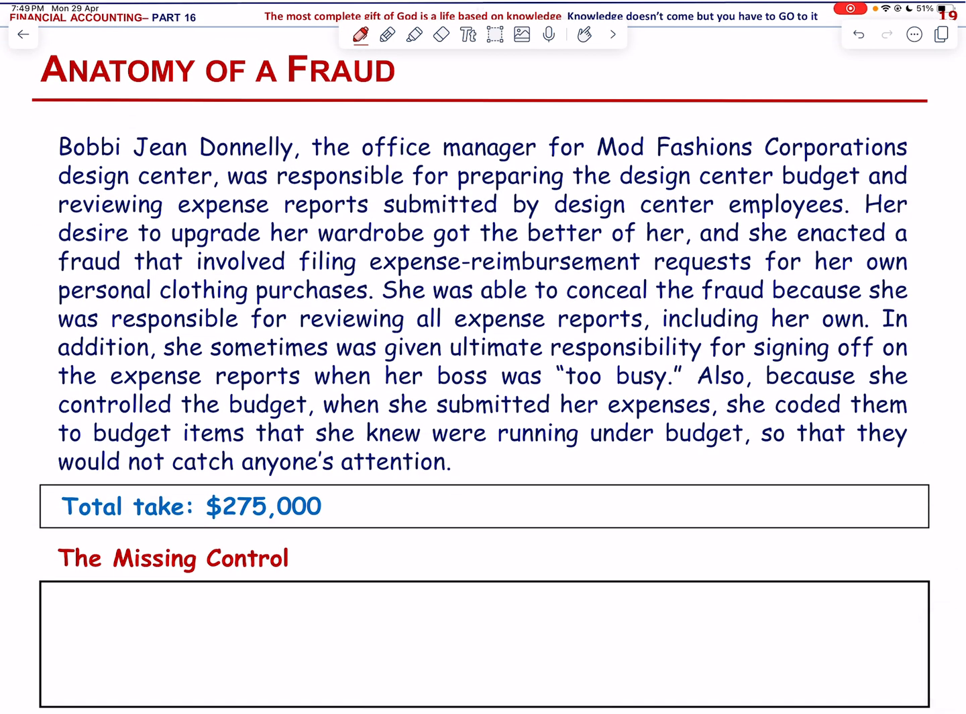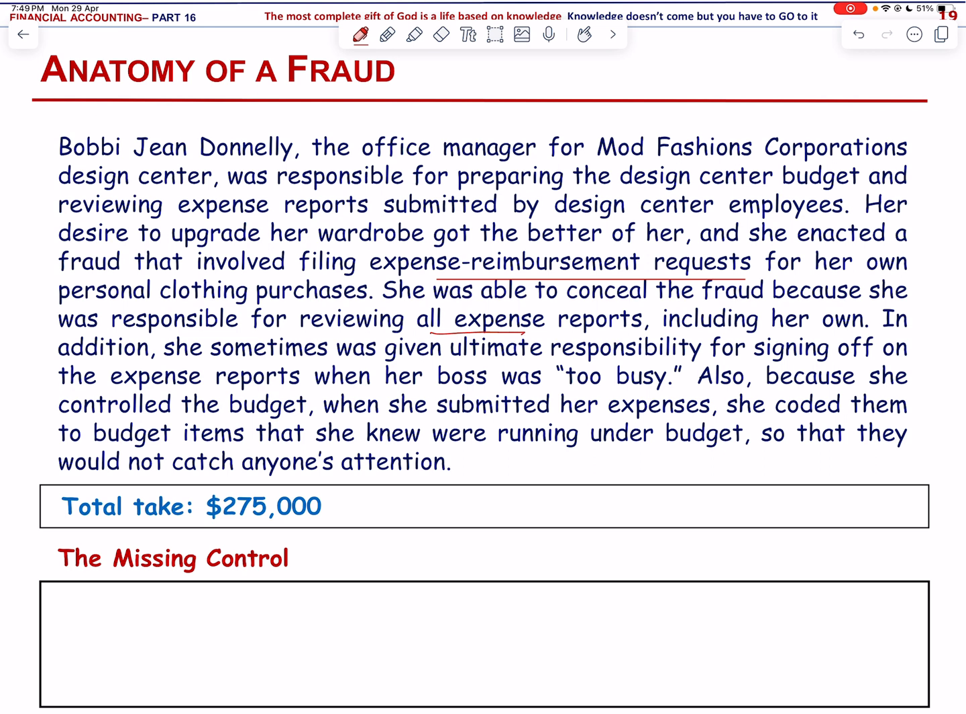Bobby Jean Donnelly, the office manager for Mod Fashions Corporation Design Center, was responsible for preparing the design center budget and reviewing expense reports submitted by design center employees. Her desire to upgrade her wardrobe got the better of her, and she enacted a fraud that involved filing expense reimbursement requests for her own personal clothing purchases. She was able to conceal the fraud because she was responsible for reviewing all expense reports, including her own.